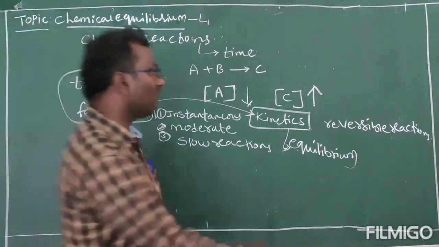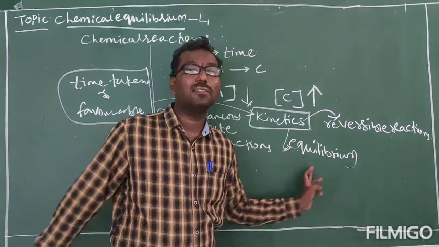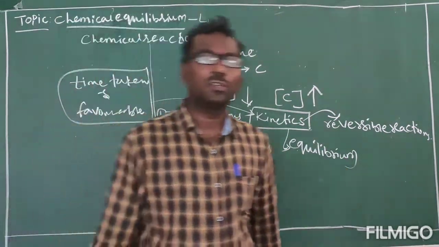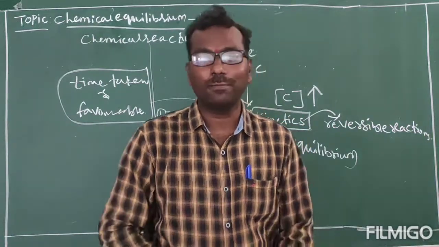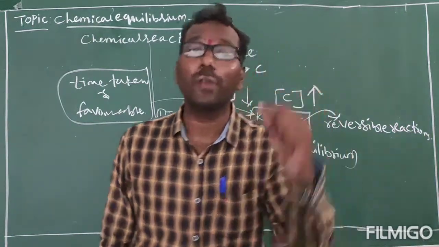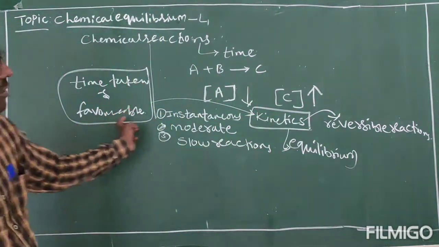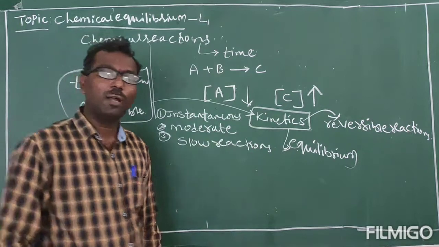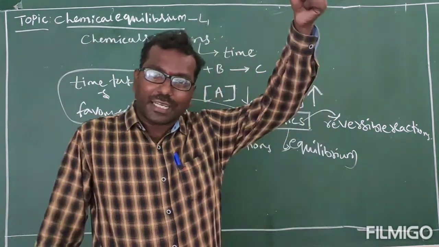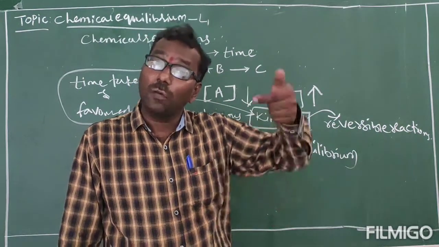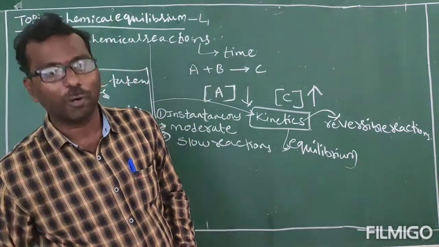The kinetics of reversible reactions is studied as chemical equilibrium. So now one thing is very clear. What is that? Equilibrium is only for reversible reactions. Okay, it is only for reversible reactions. And one more logic is what? As the time proceeds, there will be a decrease in the concentration of the reactants and an increase in the concentration of the products.